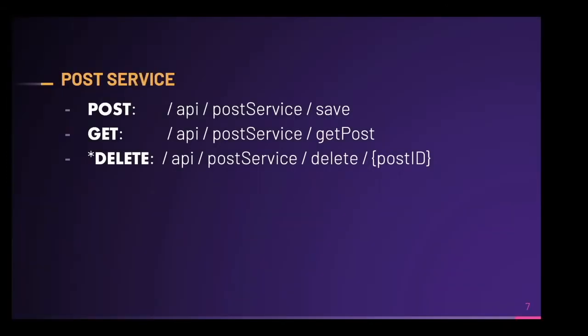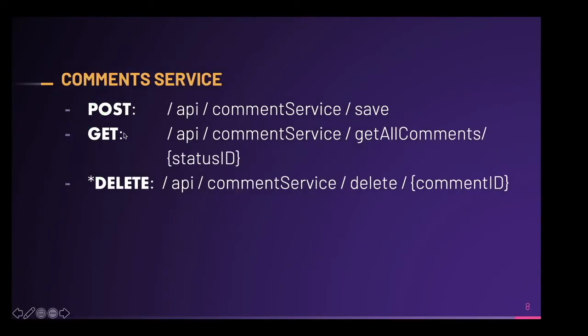Next comes the post service, which will also have three endpoints. Number one is the post, number two is the get, and the last one is the delete. And the last and final API service that we will be creating is the comment service, where we will be saving the comments by using the post API. We will be retrieving a particular comment by using the get API, and the delete API we will be using for deleting a particular comment.